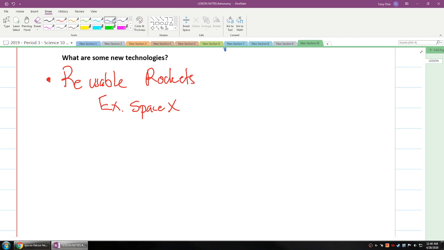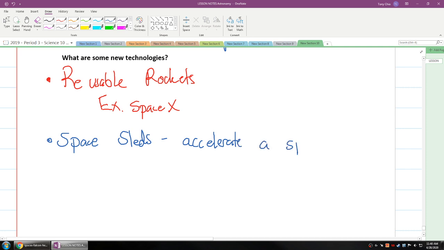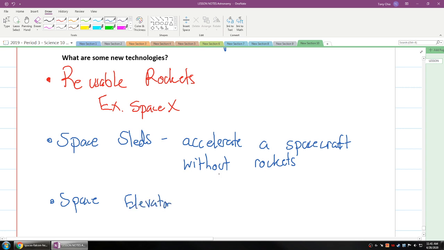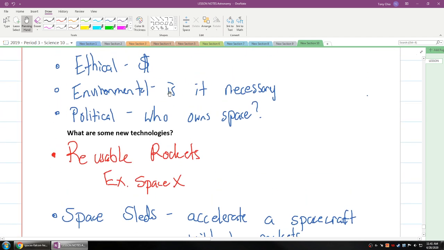There are other types of new technologies, such as, for example, space sleds, which can help accelerate a spacecraft without rockets. Of course, the last thing is the space elevator. What if you could build a space station and only have it connected to an elevator, which allows you to launch things into space using just an elevator? These are all ways we could make space travel a lot easier and hopefully less costly and more environmentally friendly as well.